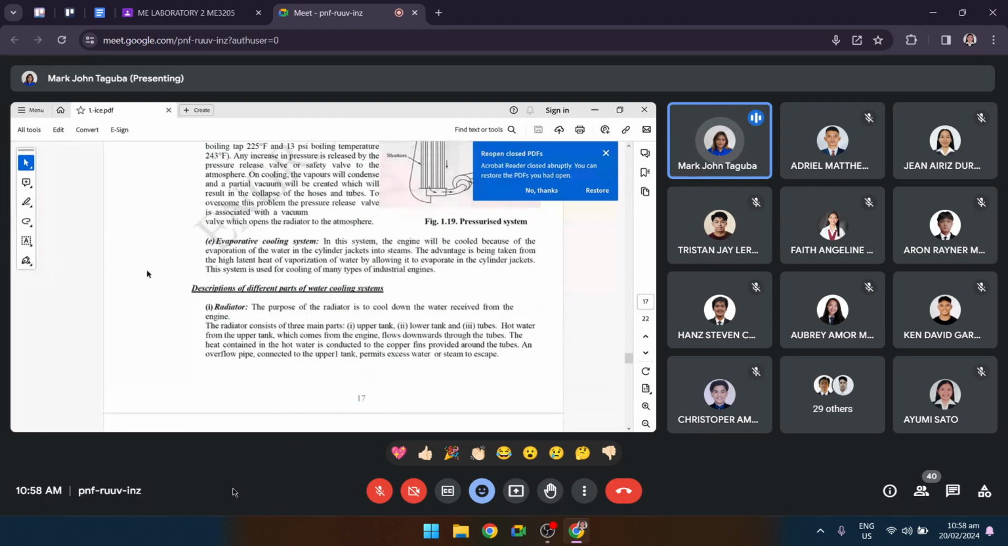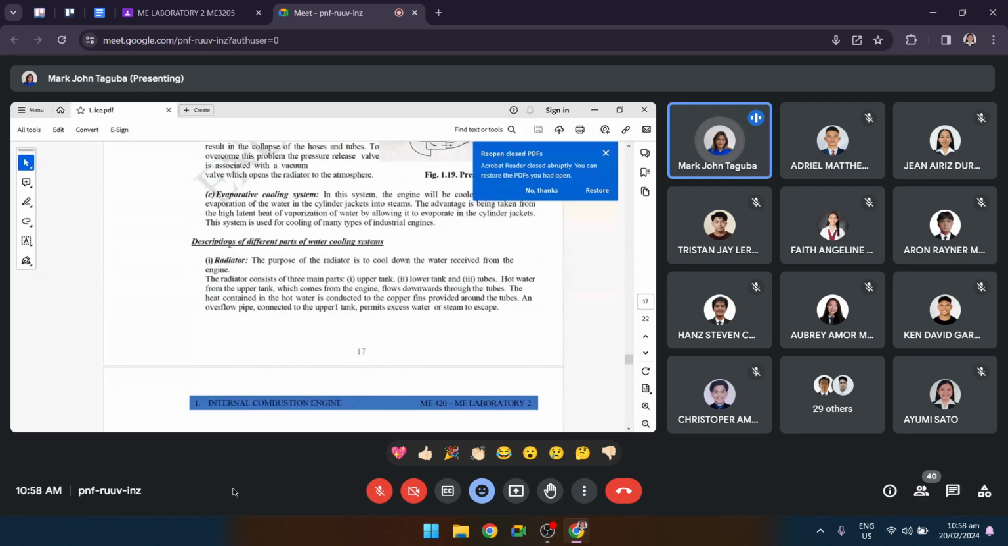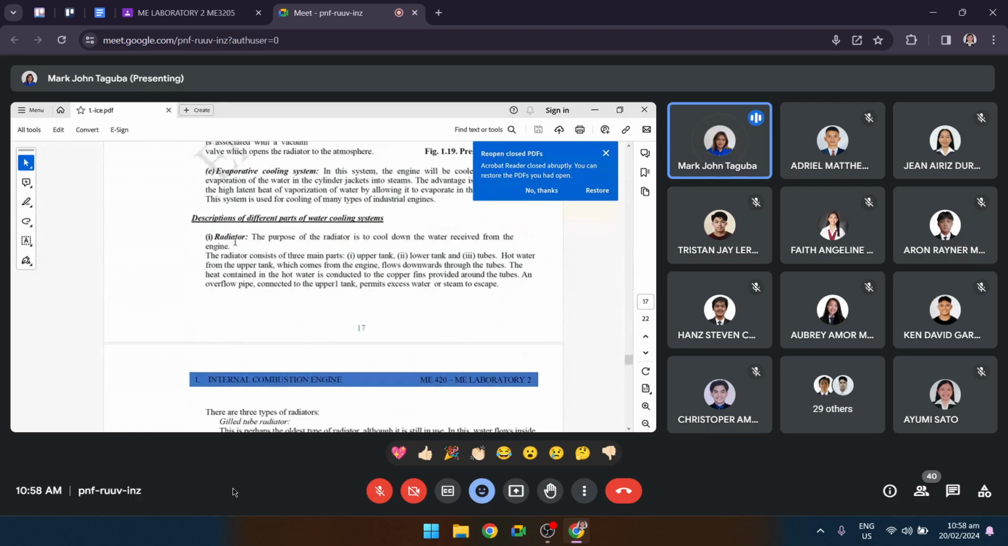And then description of different parts of the cooling system. So first one is the radiator. So the purpose of the radiator is to cool down the water received from the engine. So yun yung pinaka-purpose niya. Kaya may maririnig din tayo na nag-overheat kapag wala na siyang supply ng water sa radiator. Ayan, so yun yung tendency or isang main reason kung bakit nag-overheat yung ating engine.